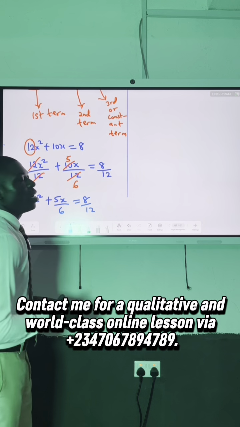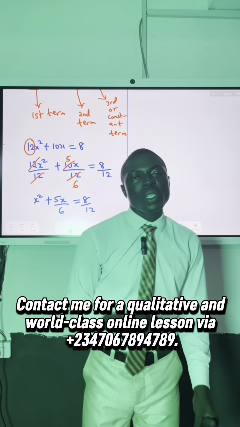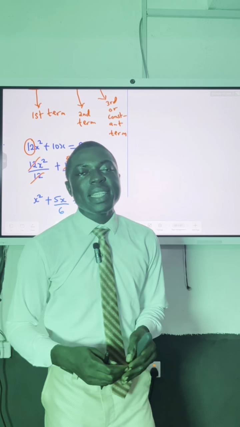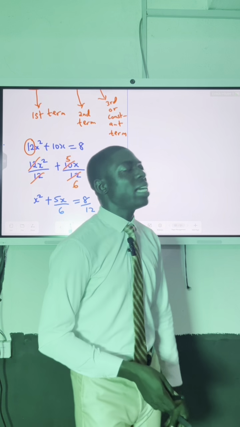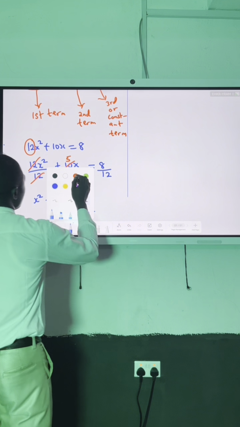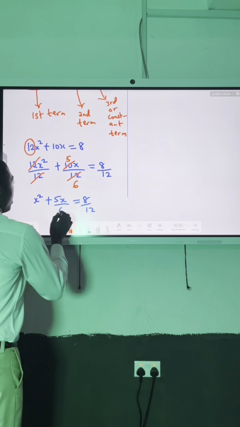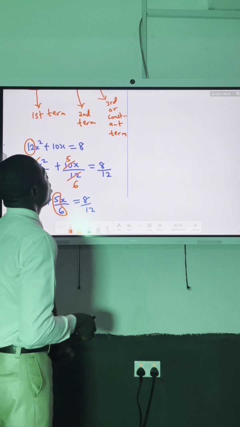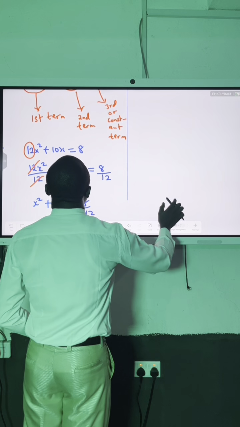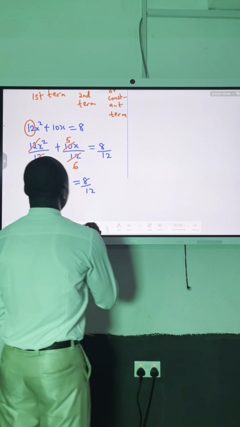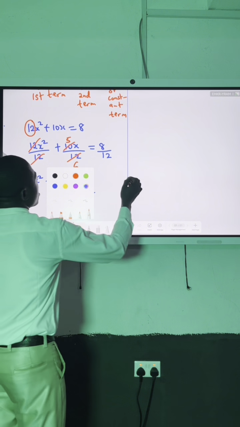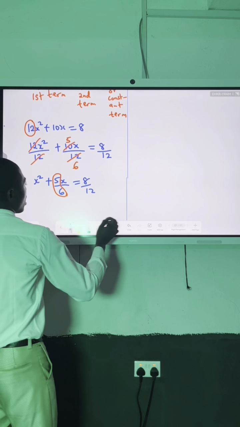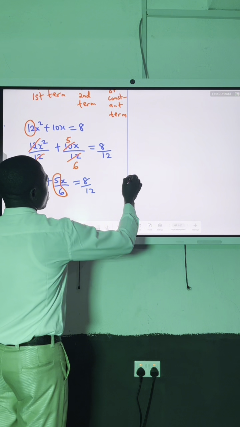Step number 3 now, identify the coefficient of x, take half of it, square it, and add it to both sides. That's the next step. So identify the coefficient of x. The coefficient of x here is 5 over 6. So what do you do with it? You take half of it, and you square it and add it to both sides.